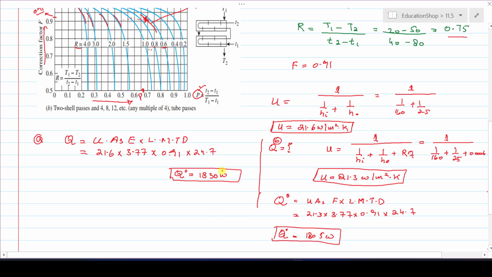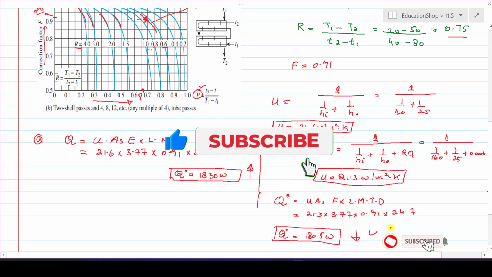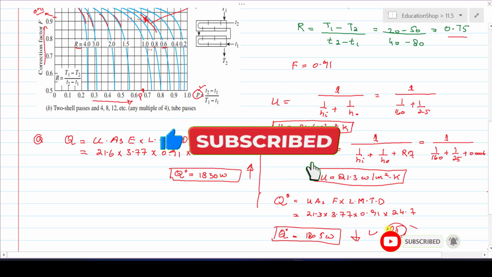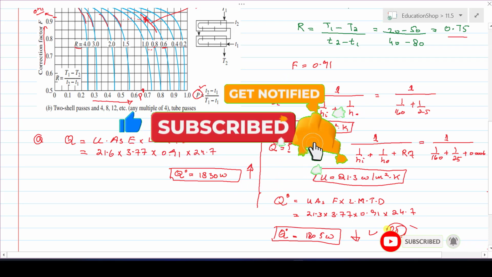So in the first case, you see that more heat transfer is observed, and in the second case, less heat transfer rate is observed. The reason is the addition of the fouling factor. Fouling factor is nothing but the debris and sediments either on the inside or outside of the tube.